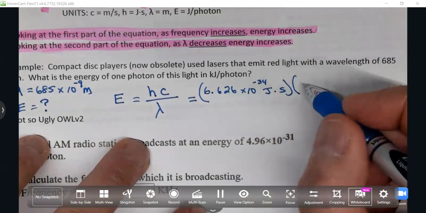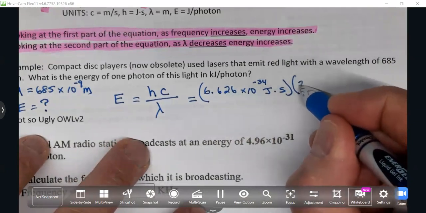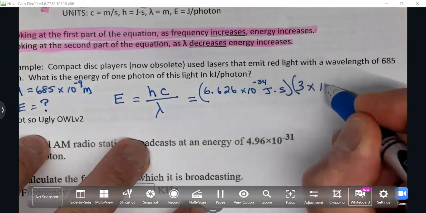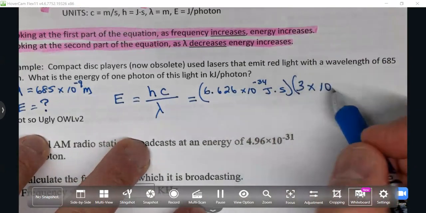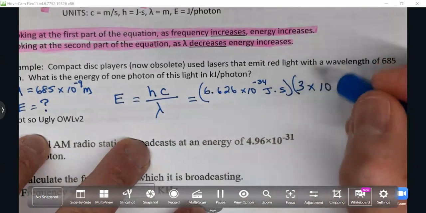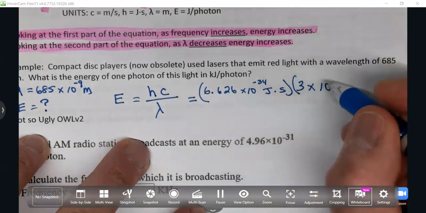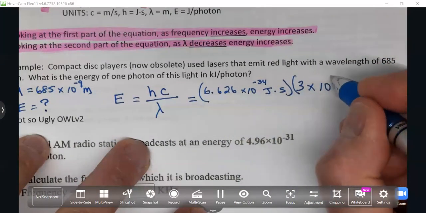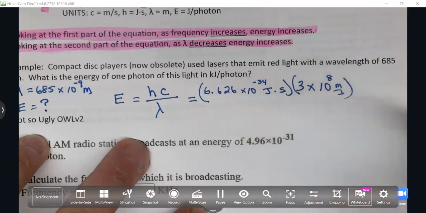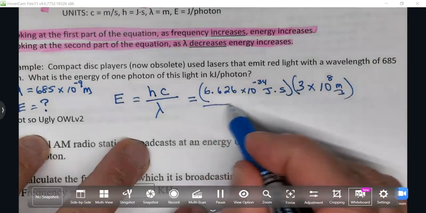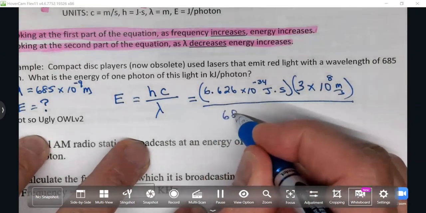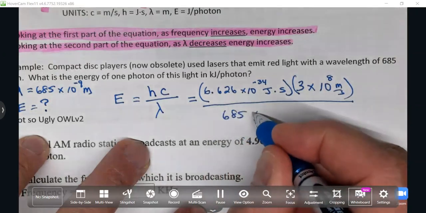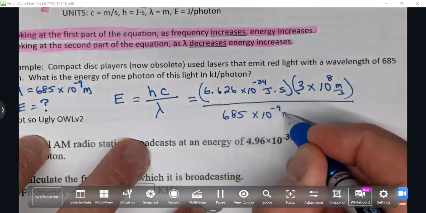Speed of light 2.99, or it should be safe to round this to 3. I should do the 7 maybe, but 2.9998. We're good. I should put 3.000 meters per second. We're going to divide by our wavelength, 685 times 10 to the minus 9 meters.